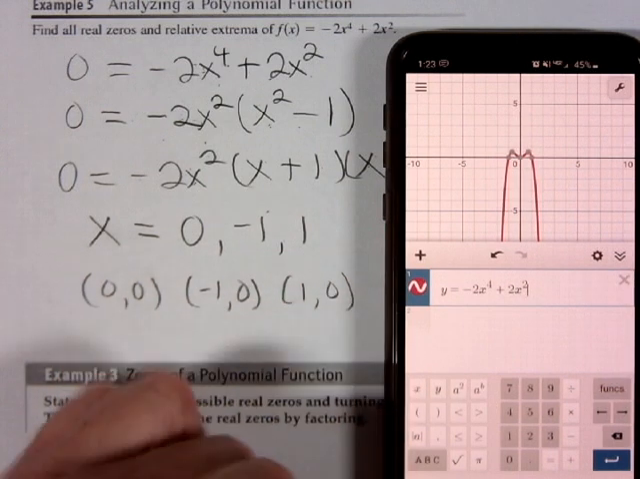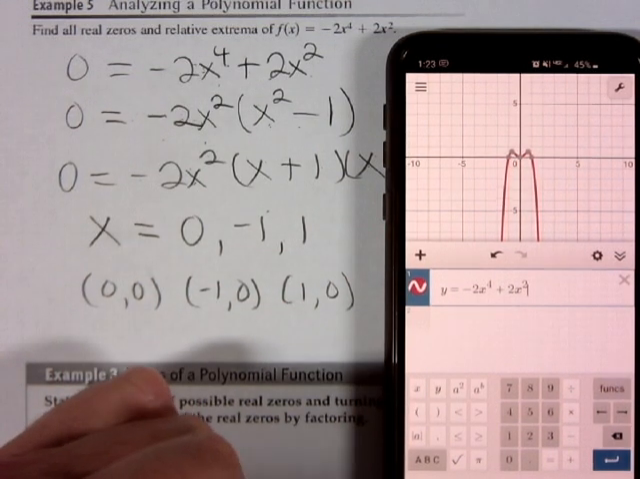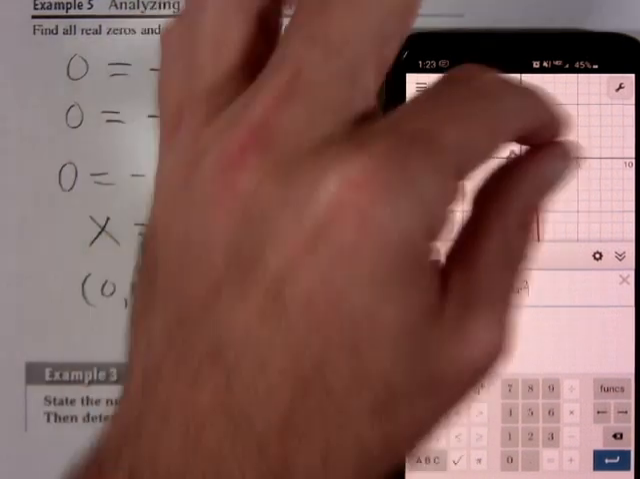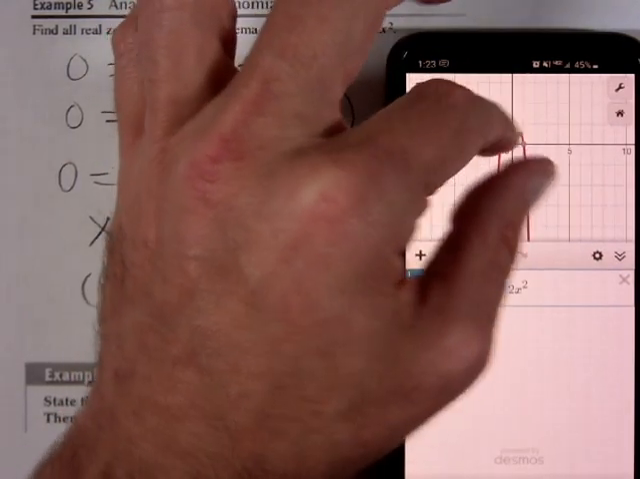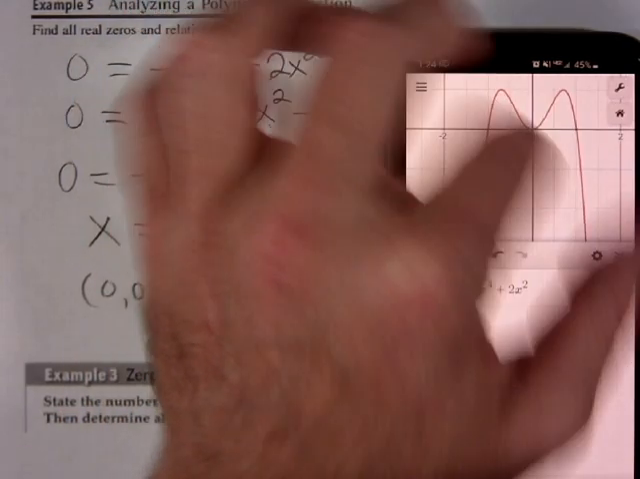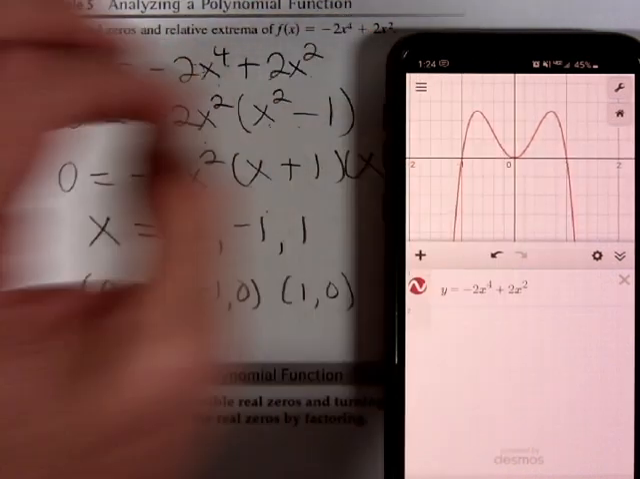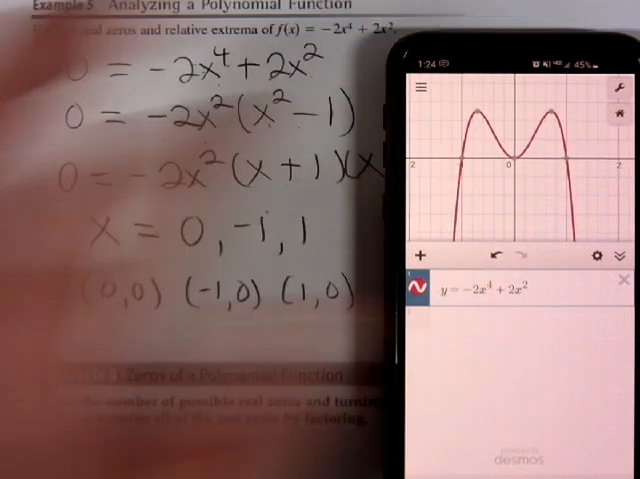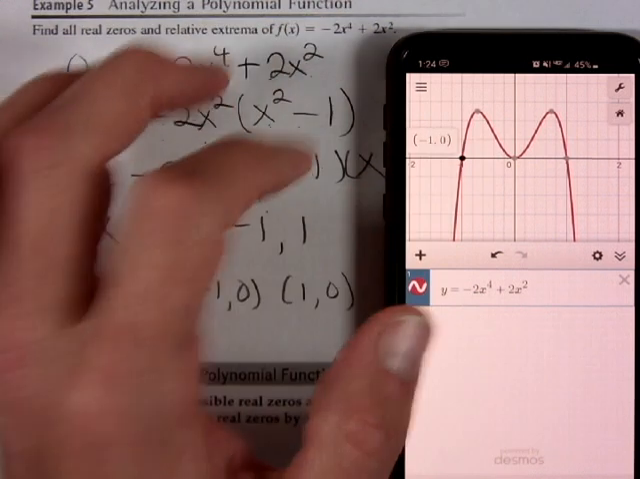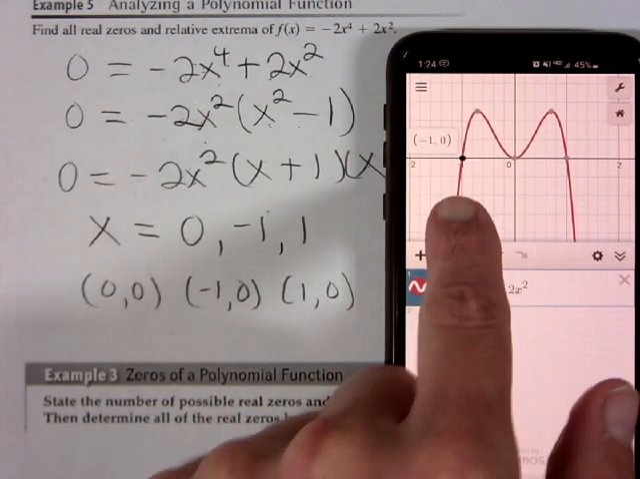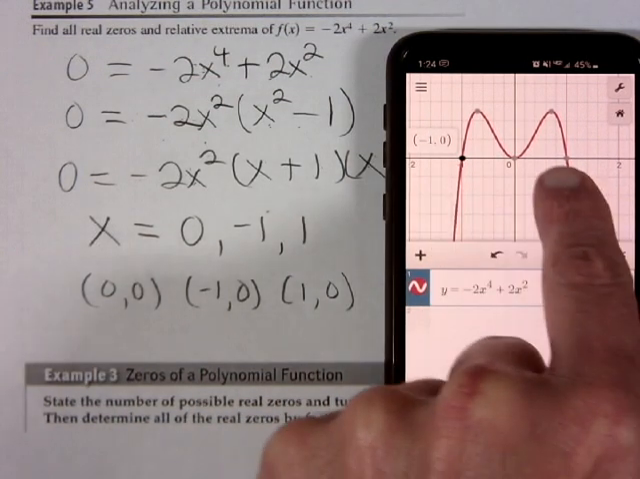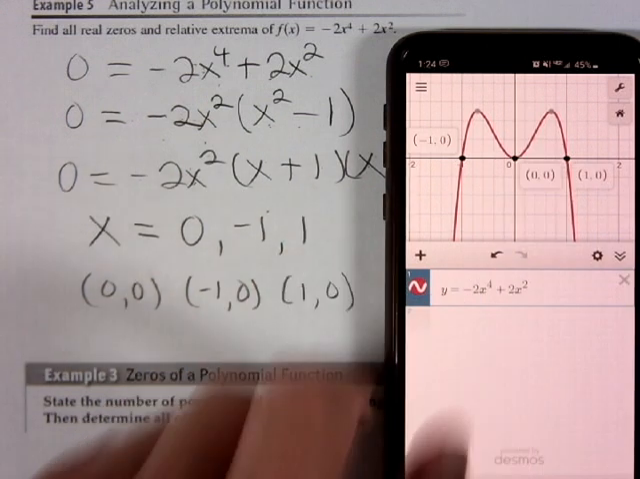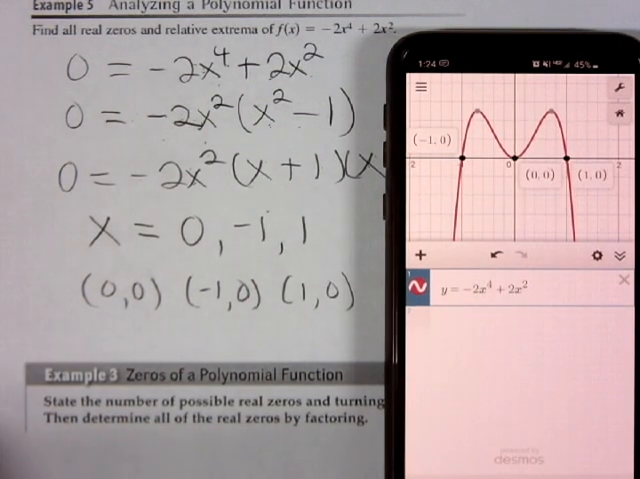All right? And so with the graph of this thing, the first thing that I can probably do is go in and verify my zeros and make sure that they're correct. And as we can see here, they are, because they occur at 1, -1, and 0. So we can use the graph to verify that my zeros are correct.